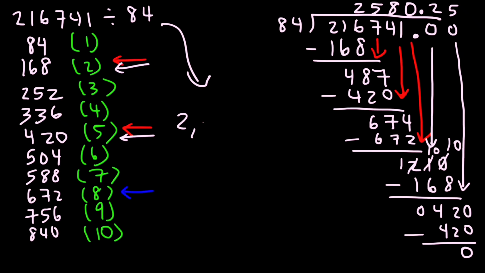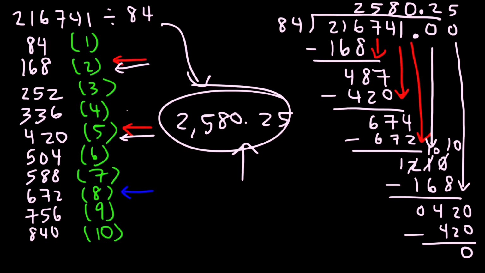It's 2,580.25. If you take your calculator and divide 216,741 by 84, you're going to get this answer, 2,580.25. So now you know how to use long division to divide.